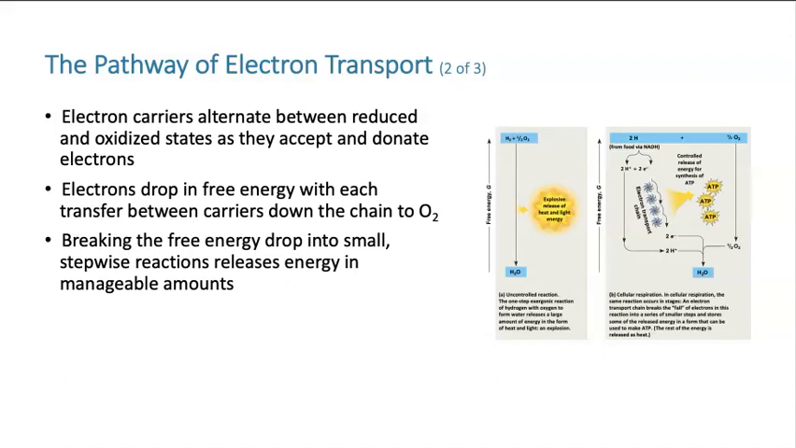Remember our concept of OIL RIG. Oxidation is loss and reduction is gain. So when electrons are being passed through the electron transport chain, they're going to drop in the amount of free energy that's available every single time the transfer occurs. And the electrons are eventually going to join up with oxygen.